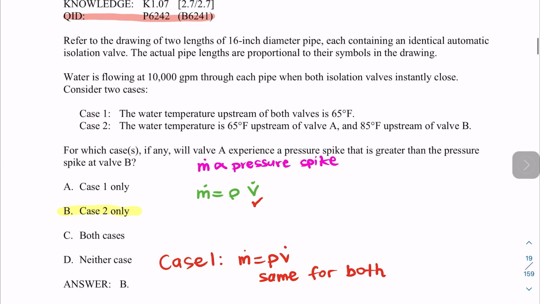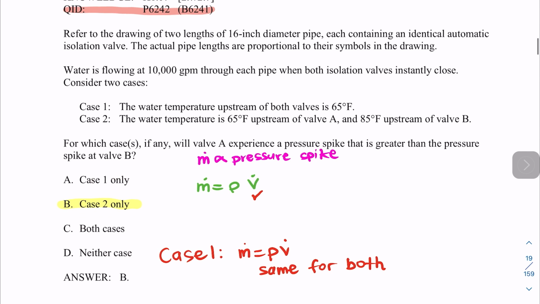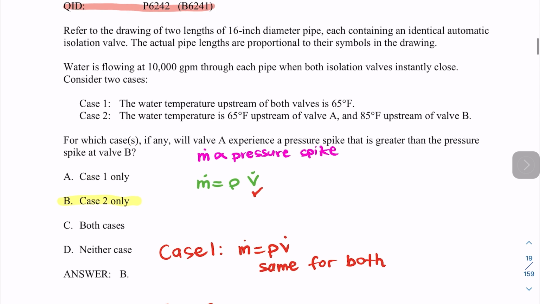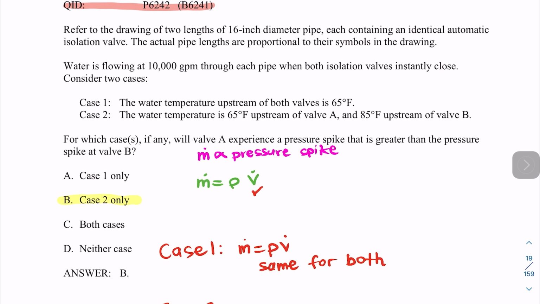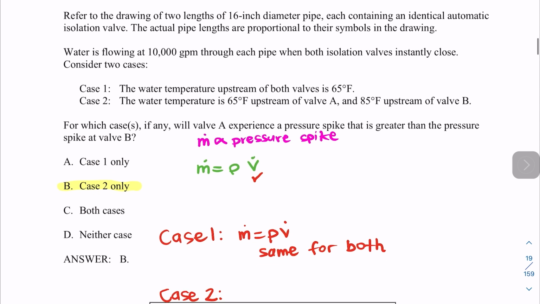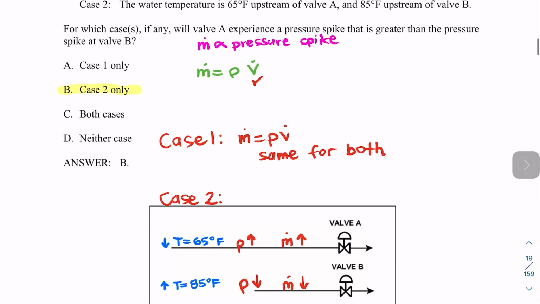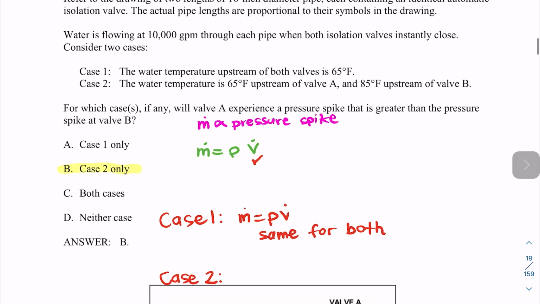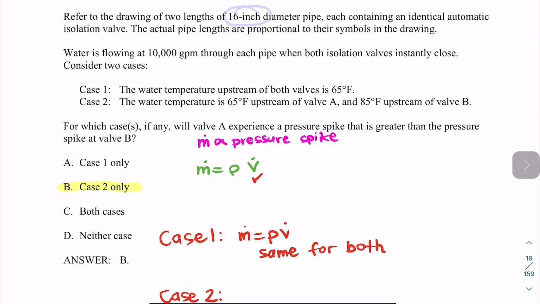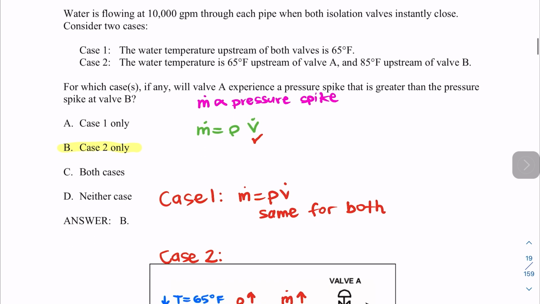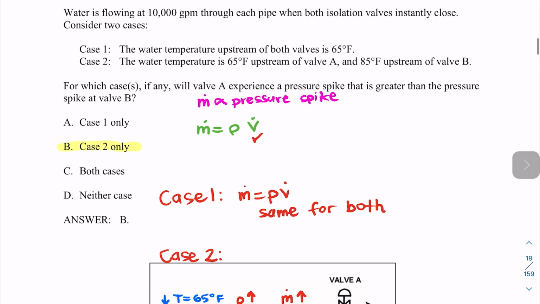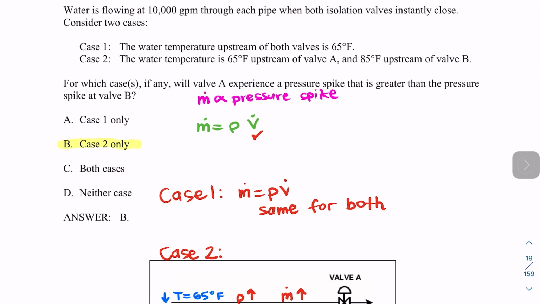Now let's take a look at question P6242. Here things start getting a little more interesting. This one is also the same drawing. We have two length pipes with the same diameter. I don't care if it's 16 inch or 6 inch, whatever, it's the same diameter. Everything is identical except the length. Water is flowing at 100 GPM through each pipe, so they both have the same volumetric flow rate.